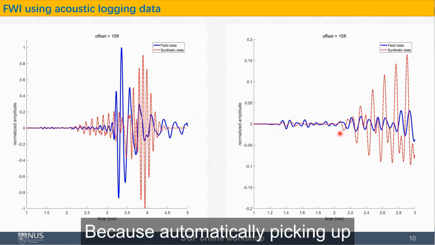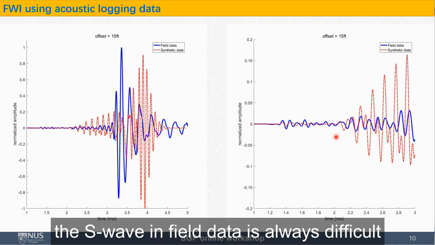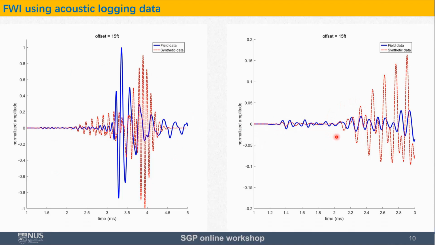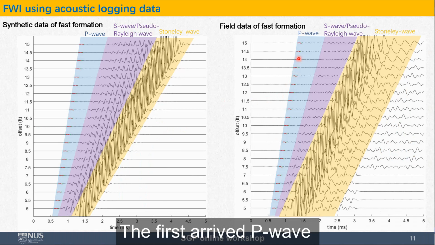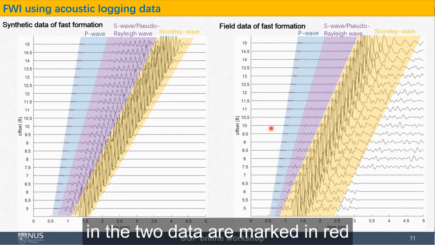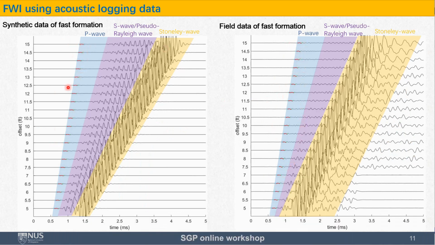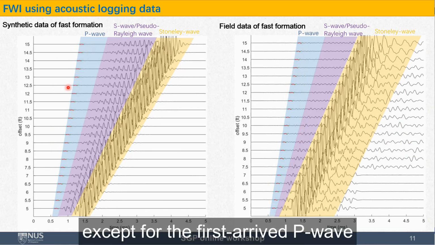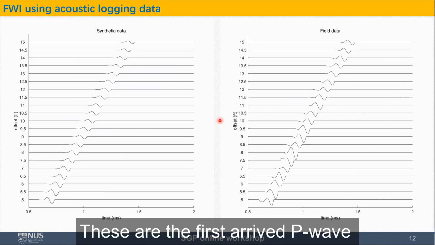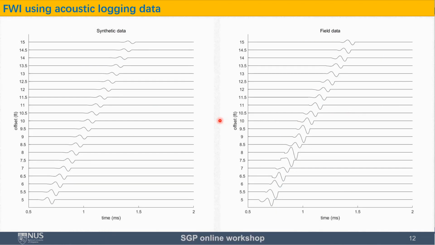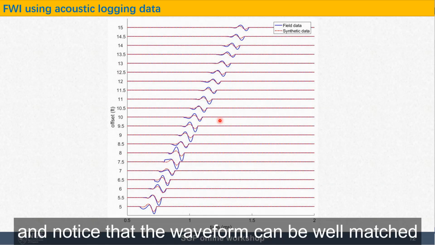Because automatically picking up the S wave in field data is always difficult, up to now we are only using the first arrived P wave in the FWI. The first arrived P wave in the two data are marked in red. When we apply the FWI, we cut off all the data except for the first arrived P wave. These are the first arrived P waves we picked up from the data. We plot them together and notice that the waveform can be well matched.